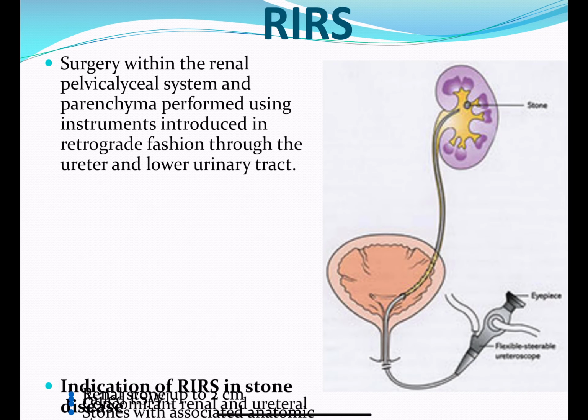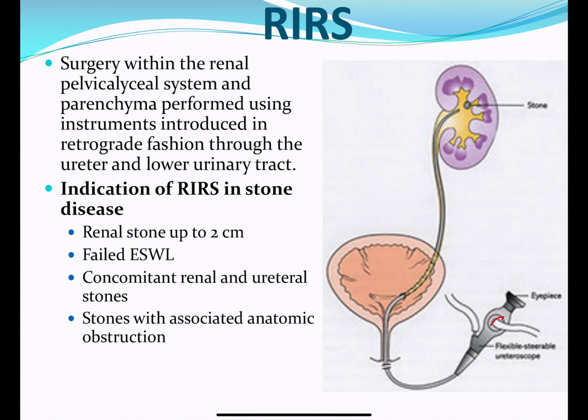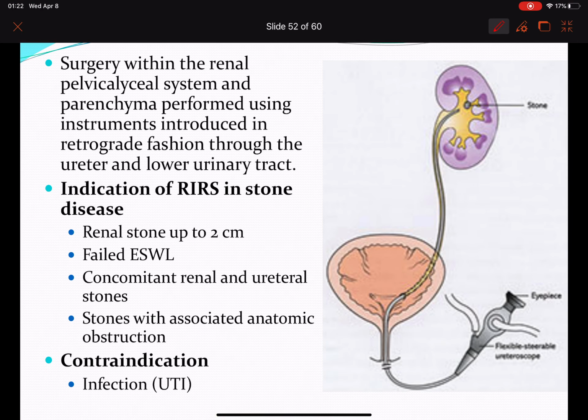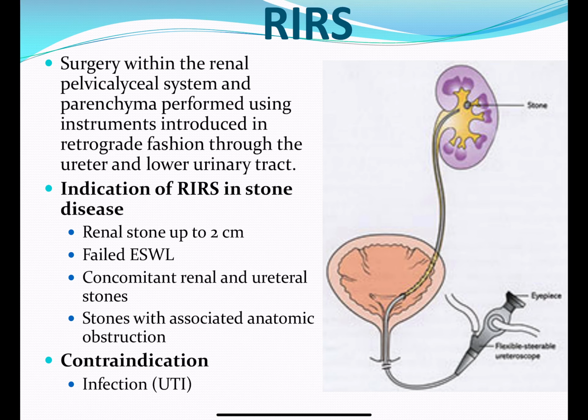RIRS, as I've already told you what RIRS means. We use a flexible ureteroscope, go from the urethra to the ureter and reach the kidney, and by using a holmium YAG laser, we break the stone into fine fragments and dust-like particles, put in a DJ stent, and come out, and the stone will be excreted. Basically this can be done up to 2 centimeters, whenever ESWL fails, as I've already explained. Contraindication, obviously active UTI, we don't do this procedure.